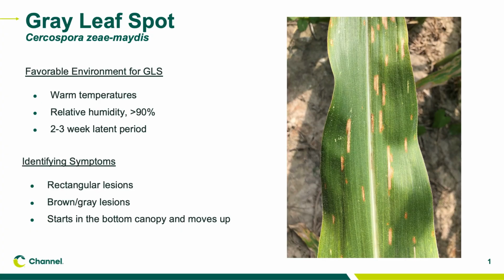So the first corn foliar disease that I want to talk about is gray leaf spot. Gray leaf spot is pretty common in Southern Illinois. It really likes those warm and humid conditions, which is a pretty typical summer for us. The identifying factors we need to look for are rectangular lesions that run parallel with the veins of the corn leaf. They're going to be a brown gray color, and what we typically see is that it starts in the bottom canopy and continues to move upward.